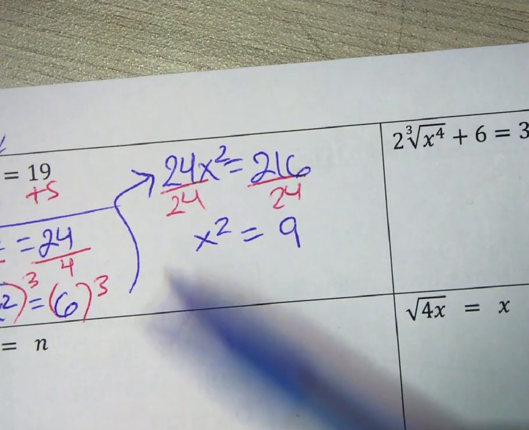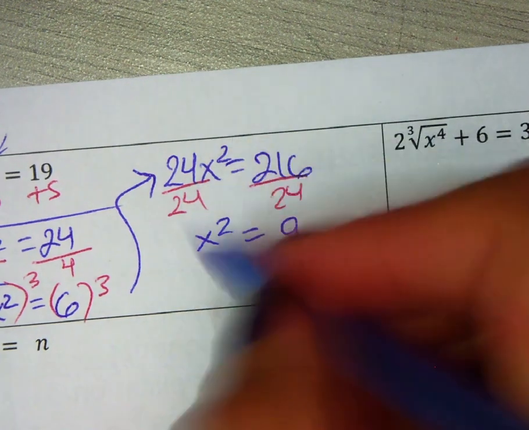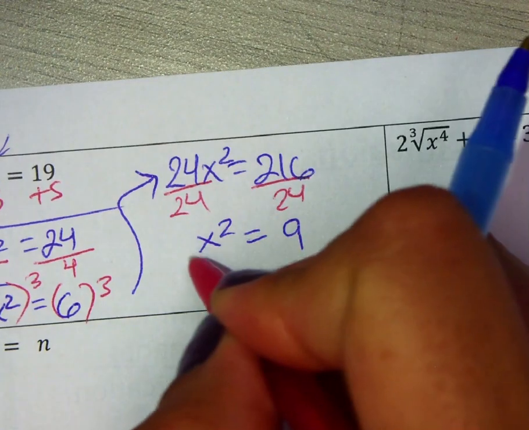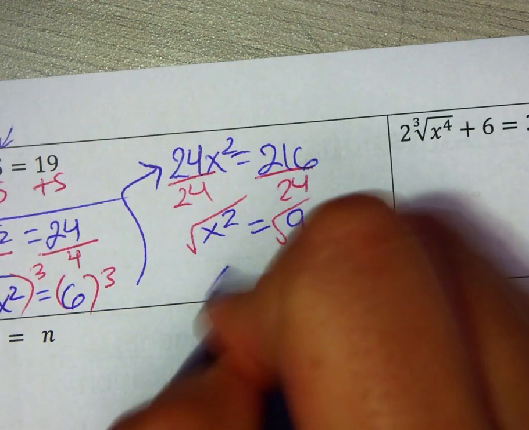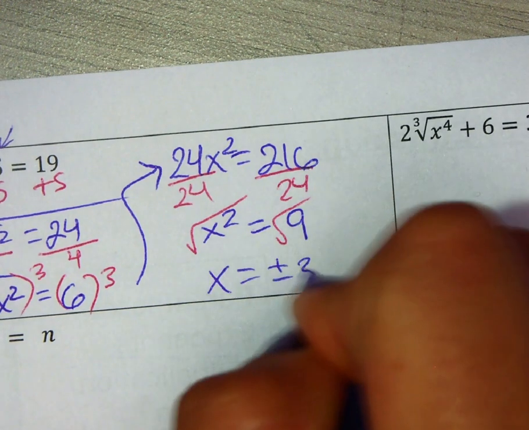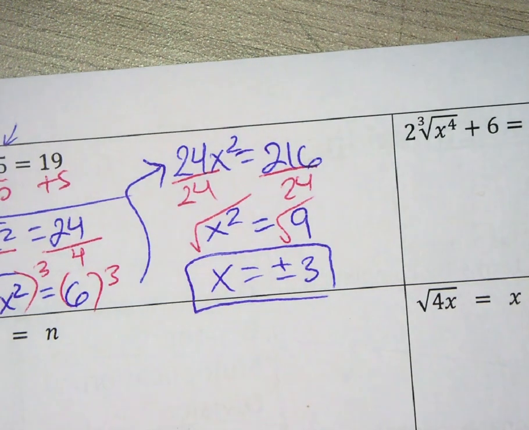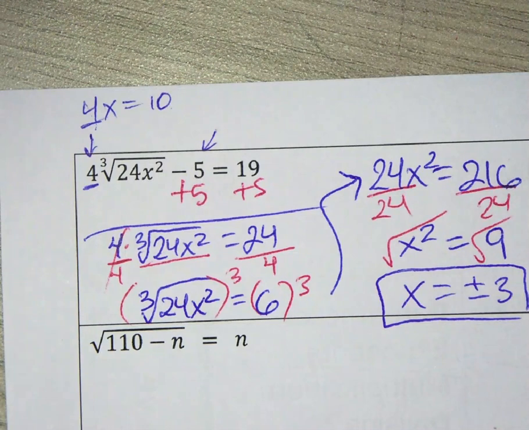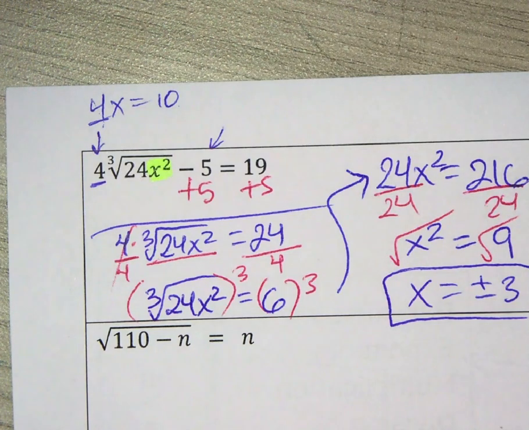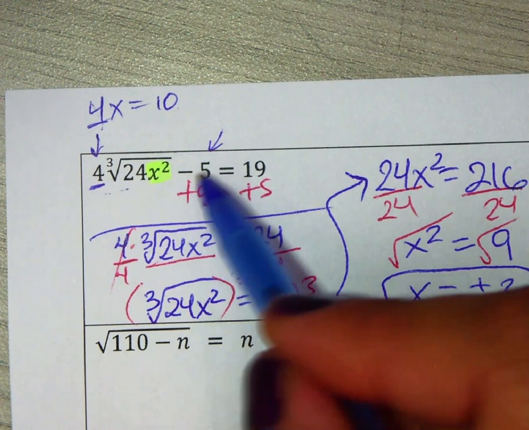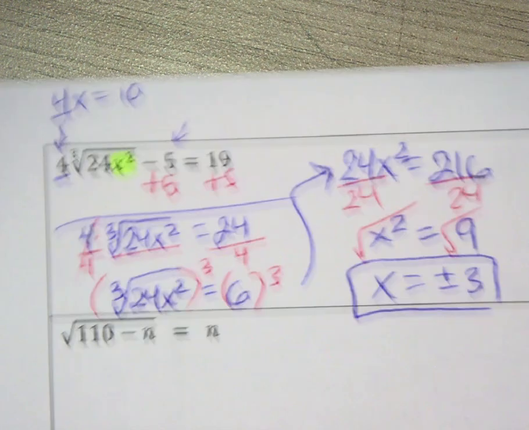And then this is where you look at x squared and you say, how can I get rid of x squared? Well, the opposite will be doing the square root. So x equals plus or minus 3. And this just means that you're going to substitute a number in here for x, either +3 or -3, and it's going to still create the equal and balanced equation of one side equals 19.